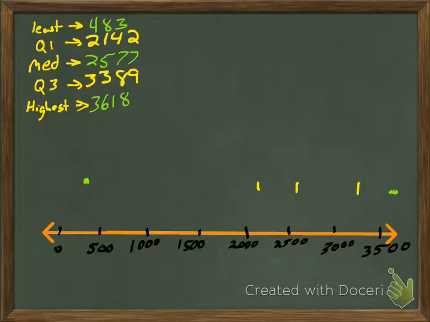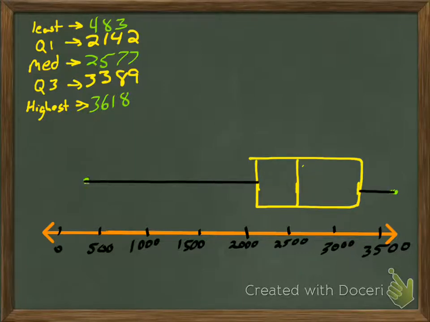Now I'm going to draw my box and my median, and I'm going to attach my whiskers. And that's it. We drew a box plot. We're basically done. We can tell where the median is, we can tell where the Q1 is, Q3 is, the least and the greatest value. And it shows us a lot of information. It shows us that most of our data is skewed. It's over to the higher side.